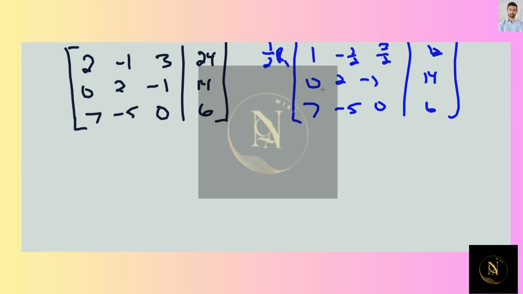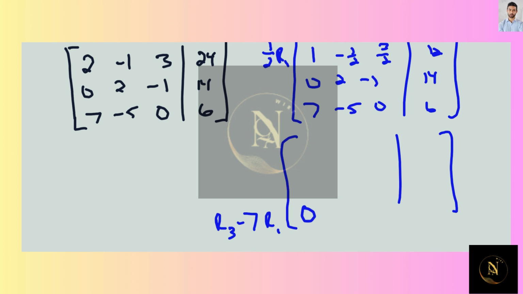We already have a 0 below it. We want a 0 below in row 3. So to do that, we could take row 3 and subtract 7 times row 1. So we have 7 minus 7, -5 minus 7 times, let's see, that would be -5 minus 7 times -1 half.